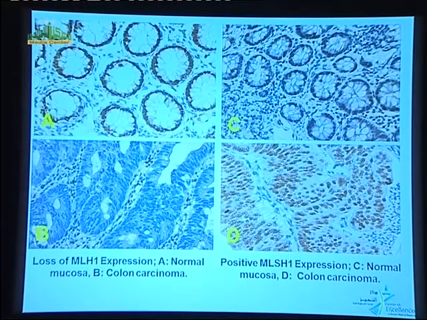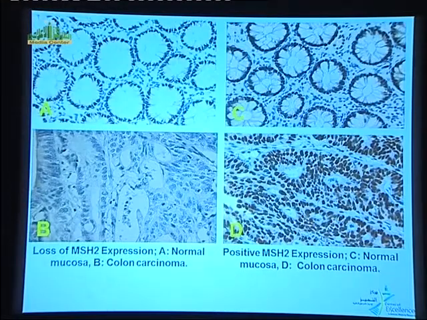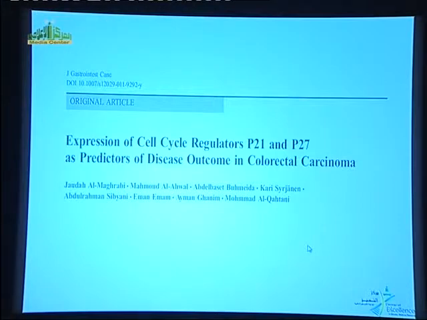This is the immunohistochemistry just to show loss of MLH1 expression. This is a normal expression and tumor loss. Here is the positive MLH1, normal positive and cancer positive, that's not lost, and here is lost. The other is for MSH2, which is a very important mismatch repair gene. Here is normal expressed and tumor not expressed, and here positive means both normal and tumor are expressing the protein.